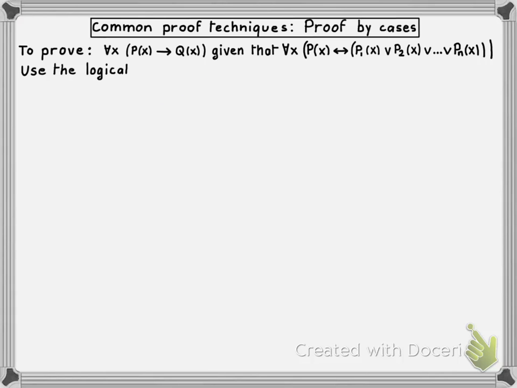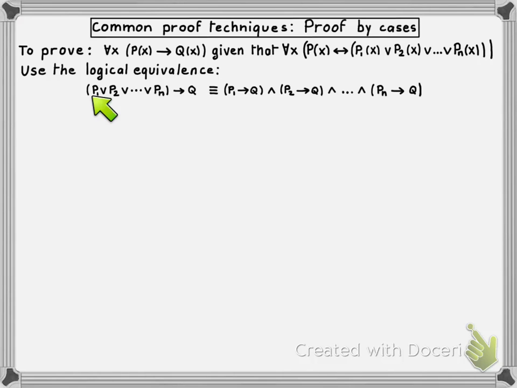Well, we can use the following logical equivalence that you need to get comfortable with. This equivalence says that if you have a conditional where the hypothesis is the disjunction of the propositions p1, p2 through pn, and the conclusion is q, this conditional is logically equivalent to this conjunction of conditionals, namely p1 implies q and p2 implies q and ... through pn implies q.